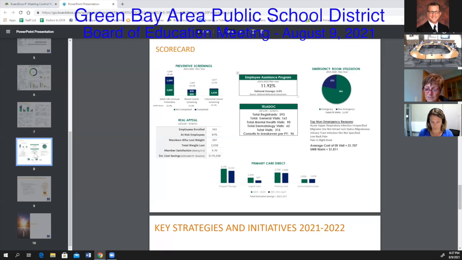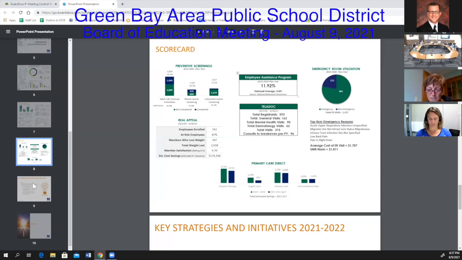Emergency room utilization. Here we're really measuring emergency versus non-emergency. Total visits were 1,237, and of those, 272 would have been deemed non-emergent. The non-emergent reasons, again, are based off of a procedure code that's submitted from the medical systems. Acute upper respiratory infection, migraines, urinary tract infection, low back pain, and pain in the right knee.